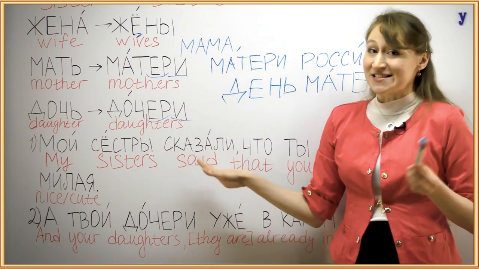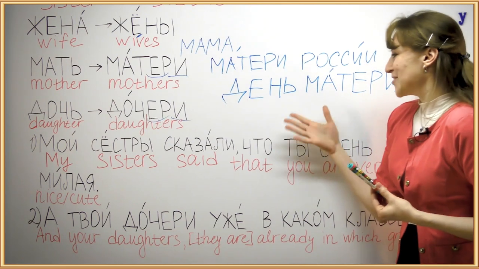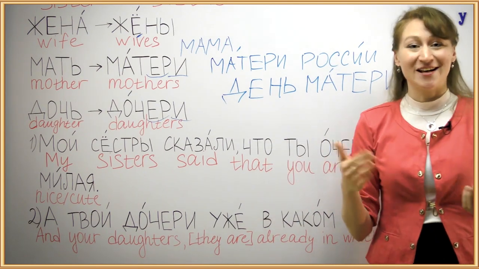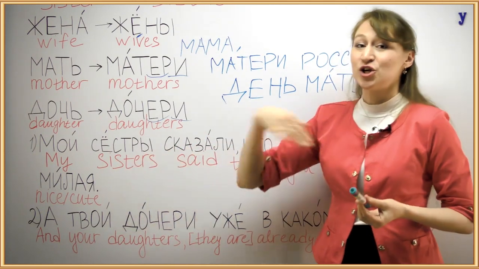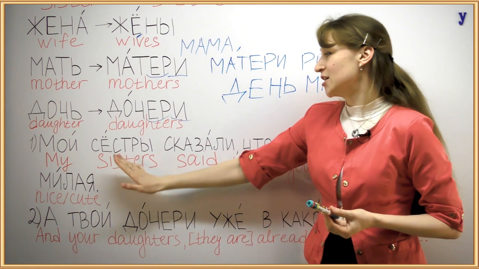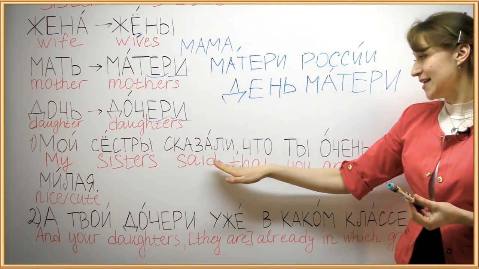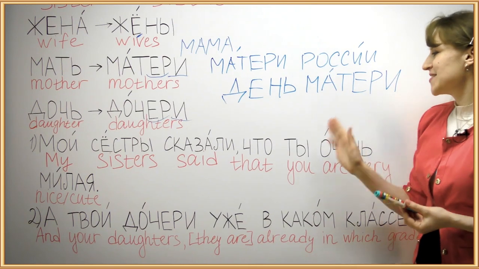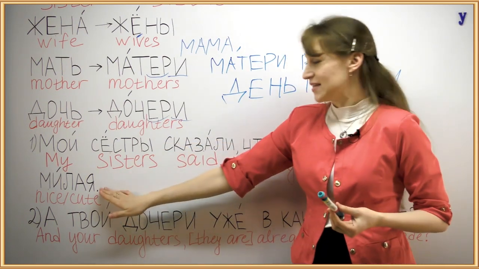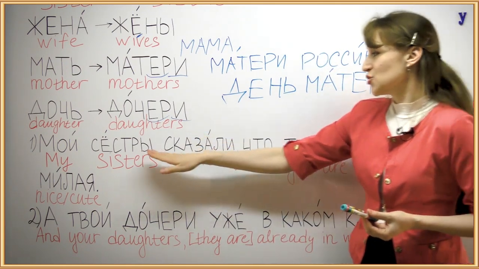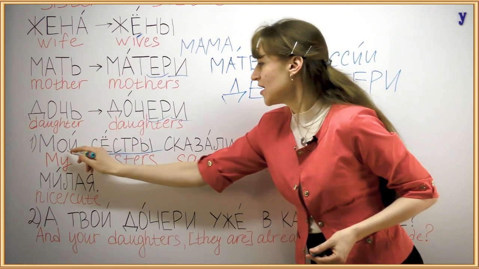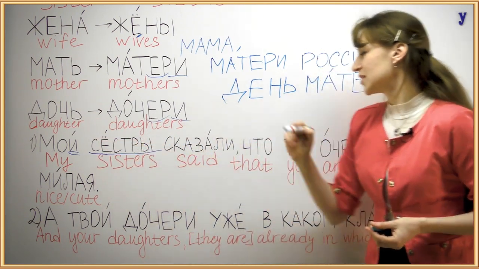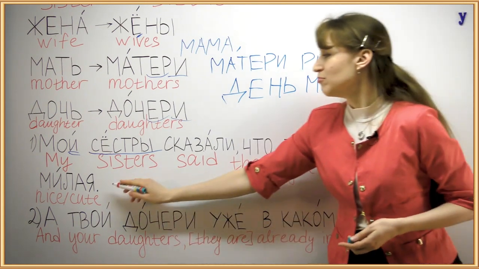So if you have sisters and you showed the picture of your fiancé to them, or they have just become acquainted with her, later you can say to your fiancé, мои сестры сказали, что ты очень милая. My sisters said that you are very nice or cute. This word has two meanings. Мои сестры. Here's our exception, and it agrees with the possessive pronoun. Мои, plural. Мои сестры сказали, что ты очень милая.